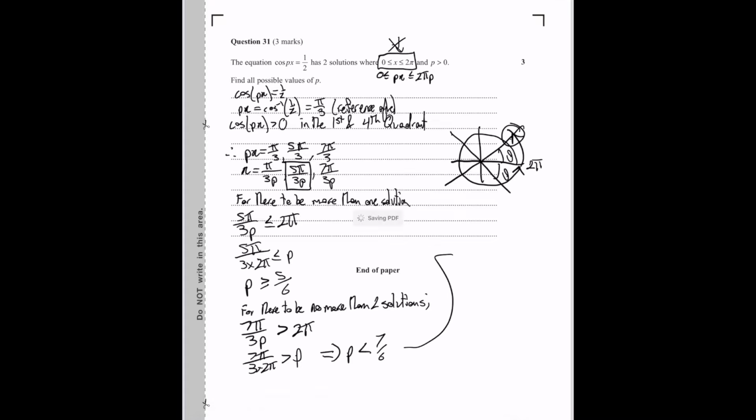So therefore, when we consolidate these two inequalities, we get that p is greater than or equal to 5 on 6, but less than 7 on 6. And that's what we have there.